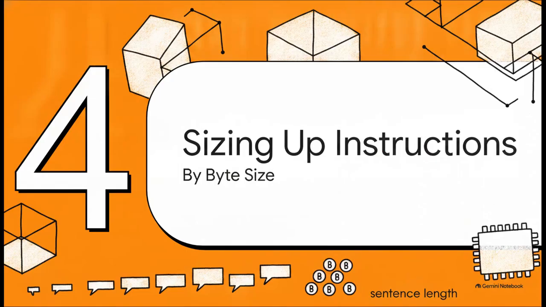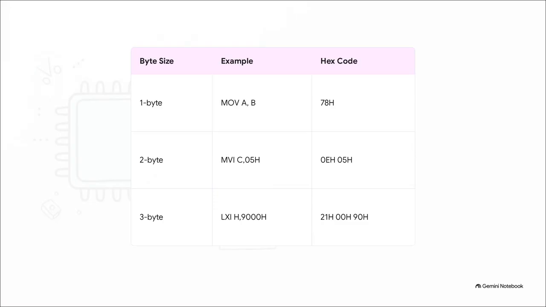Which brings us to Section 4, sizing up the instructions. You see, our taxonomy is multidimensional. Beyond function and addressing, we have a third major classification system: sentence length, or byte size. The 8085 classifies everything into 1, 2, or 3 byte instructions based purely on how much memory is required to store them. A simple command like moving data from register B to the accumulator takes just one single byte, the hex code 78H. But if you want to load a specific immediate piece of data, like 05H into register C, well, that requires 2 bytes, one for the command, one for the data. And to load a full 16-bit address, you're going to need 3 bytes for that.